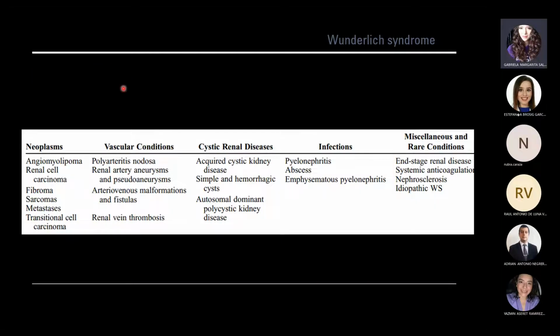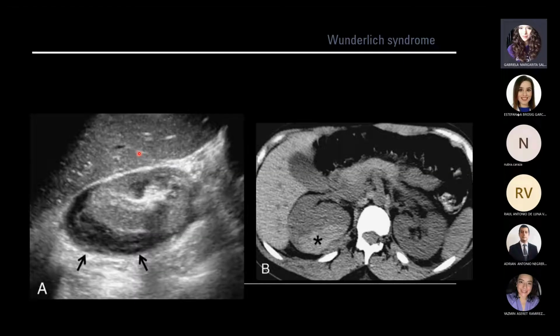The imaging findings of the etiology of this syndrome are very different and will depend on each pathology. It might be due to infections, cysticercal disease, or vascular conditions, and I will show some cases. This is a case of spontaneous perinephric hematoma in a 35-year-old man presenting with acute right flank pain.